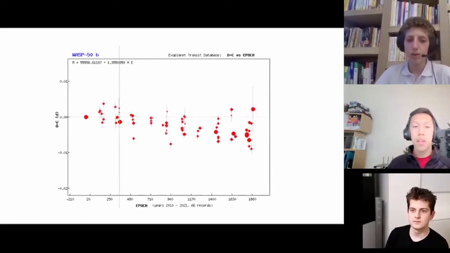This is an O-C plot that we took from ETD, the Exoplanet Transit Database. We have this O-C plot to compare against the O-C plot that we made for our study. This allows us to confirm our O-C plot against existing plots to verify and compare the trend that we found in our light curves.